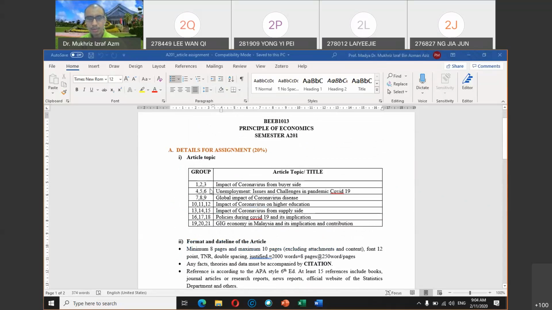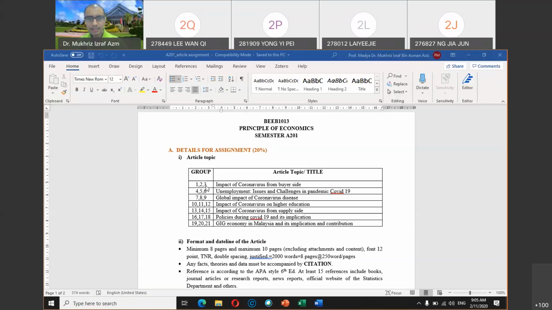So all of these three groups, you can stick to the one that I suggested, or if you want to suggest a different one, you can discuss with me. Maybe one representative from each of the three groups.